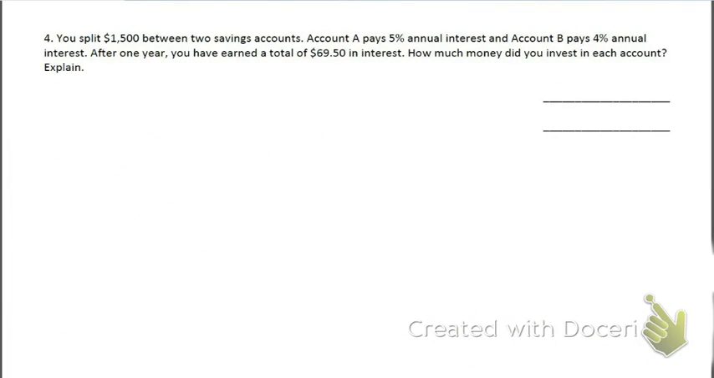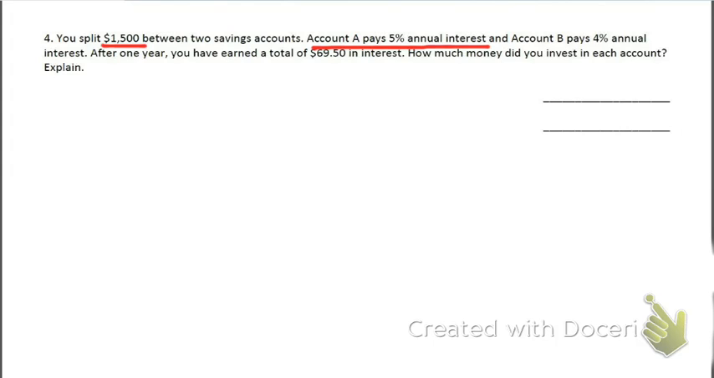So for number 4, we are talking about splitting $1,500 between 2 savings accounts. Okay, so $1,500 is kind of how much I start with. So I'm going to underline that. So $1,500 is how much money I have. Okay. Account A pays 5% annual interest. So I'm going to underline that.